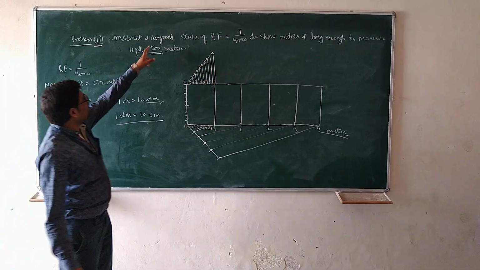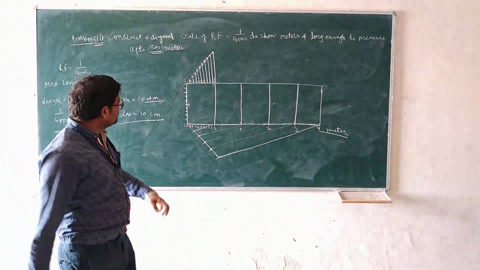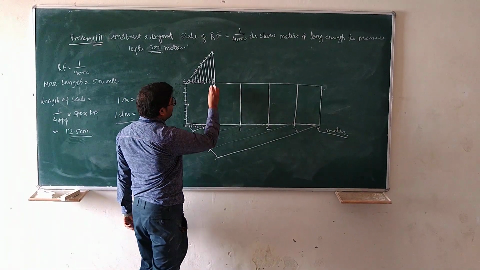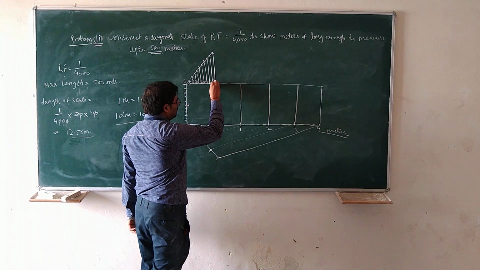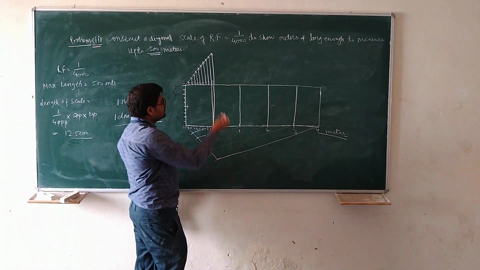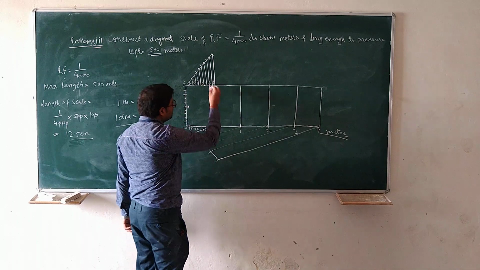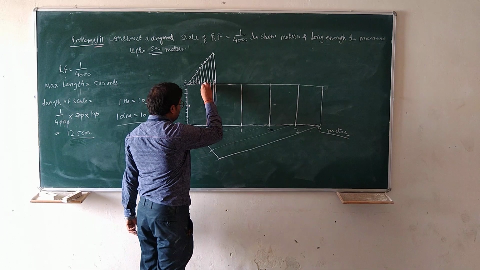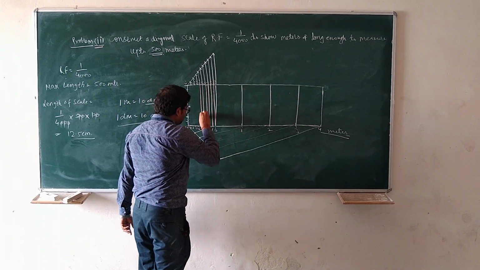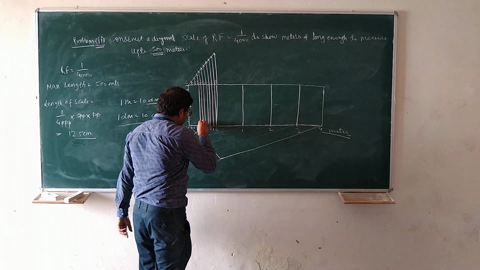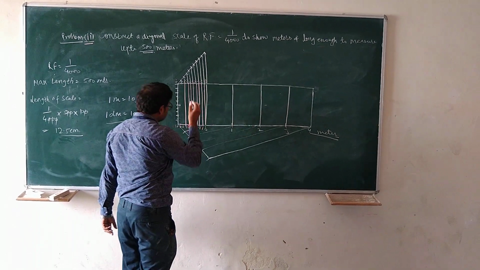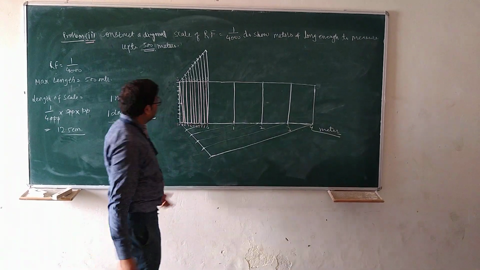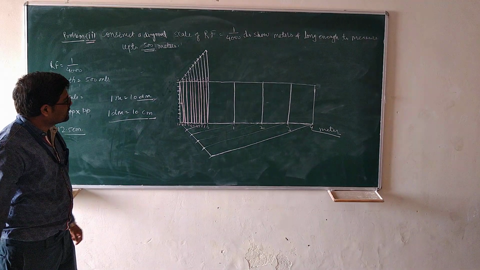The name of this scale is diagonal scale, so we have to join these points diagonally. Like 1 dash, we will meet 1 dash to the 0, 2 dash to the 1, 3 dash to the 2, 4 dash to the 3, 5 dash to the 4, 6 dash to the 5, 7 dash to the 6, 8 dash to the 7, 9 dash to the 8 and 10 dash to the 9. This is your diagonal scale.